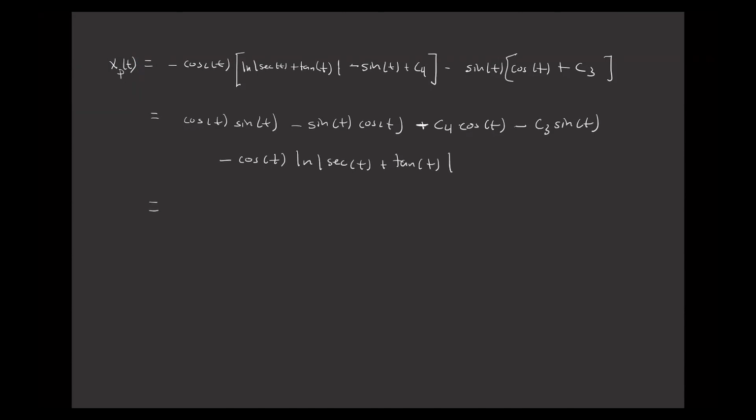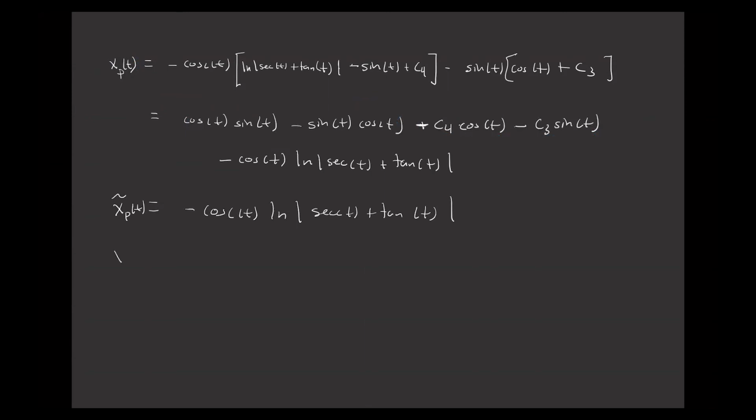That simplifies down, and I'm going to claim that the actual particular solution you want is negative cosine of t times ln of secant t plus tangent of t. The reason I say that, one, is because cosine times sine, that product cancels itself out here. And two, we don't actually need another cosine and another sine. The reason being is we already have that.